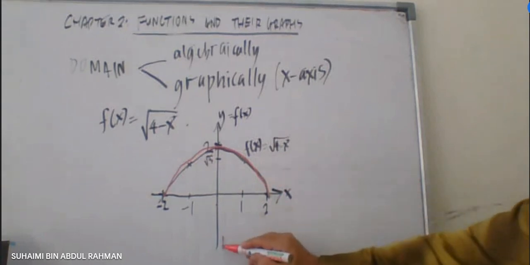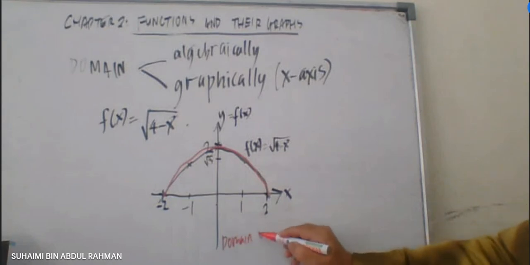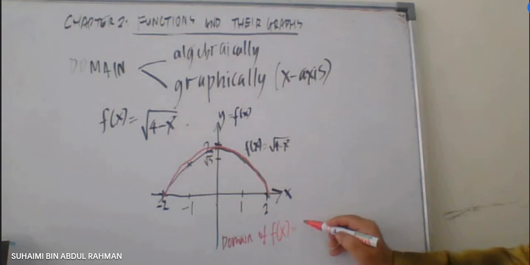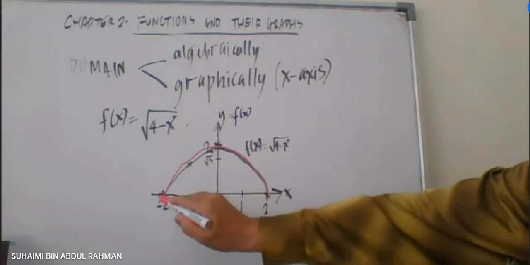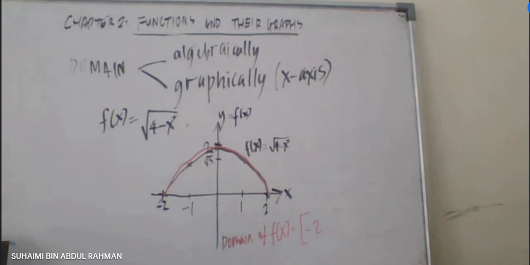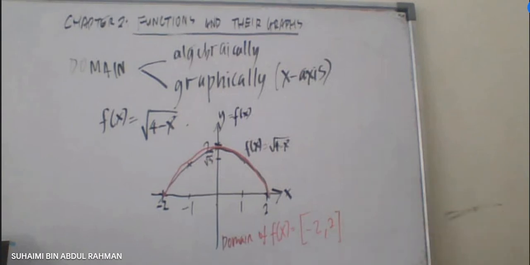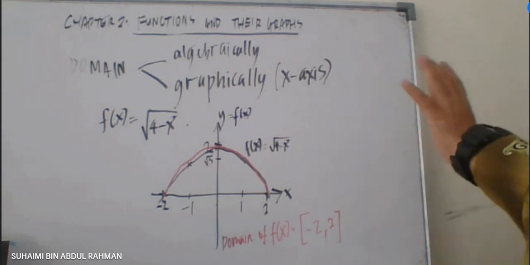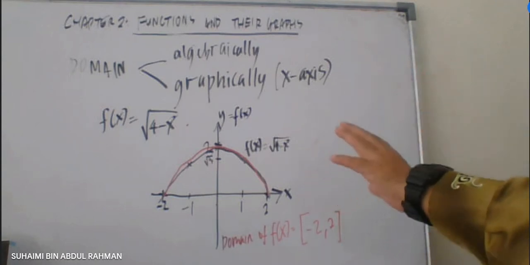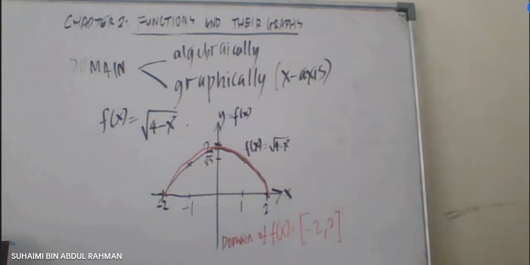Therefore, the domain of the function f(x) is from -2, which is included, until 2. That's the way to determine the domain of a function graphically. Remember that.